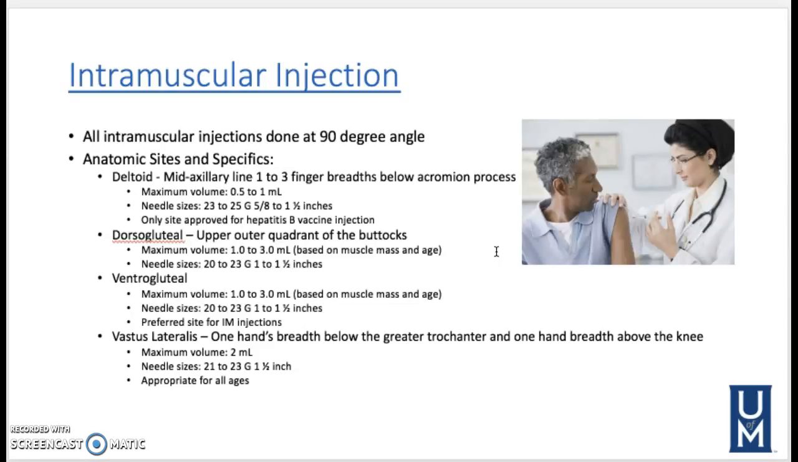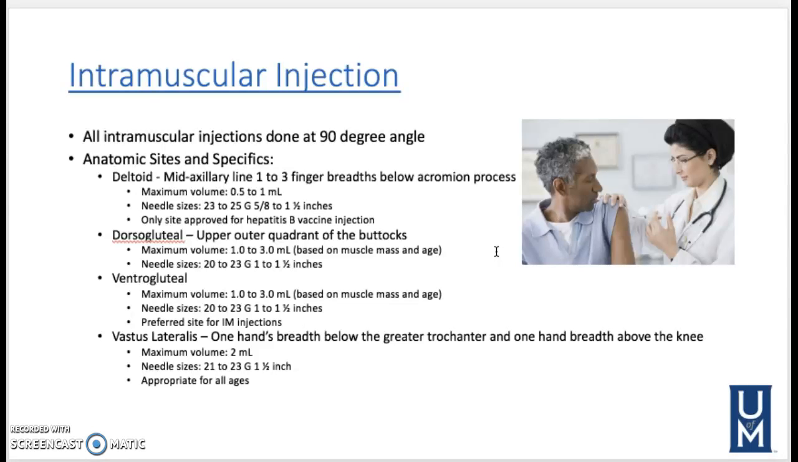Needle size, 23 to 25 gauge, a little bit bigger of a needle than used with the subcutaneous injection. 5/8 to 1.5 inches. Again, here we need to get to the muscle. Depending on the patient's body size and fat, you may have to use up to a 1.5 inch needle just to get through all the fat to get to that muscle. And the deltoid is actually the only site approved for the hepatitis B vaccine.